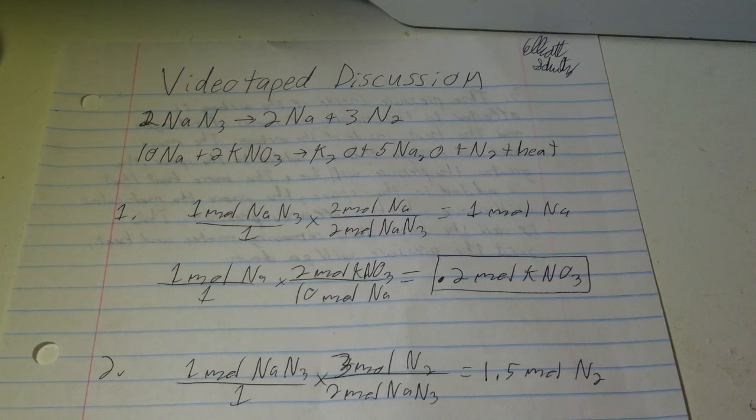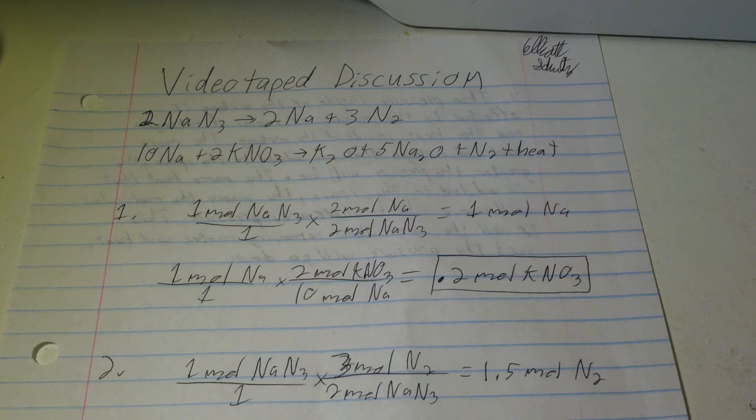Okay, so this is my videotape discussion on stoichiometry. The two formulas that were given are: 2NaN3, which is sodium azide, decomposes to give you 2Na plus 3N2, which is sodium and nitrogen.